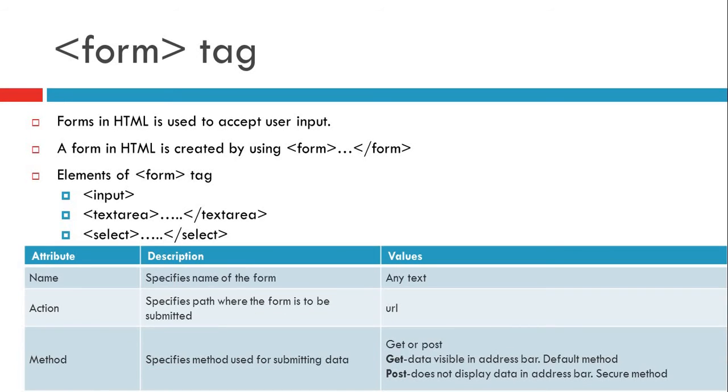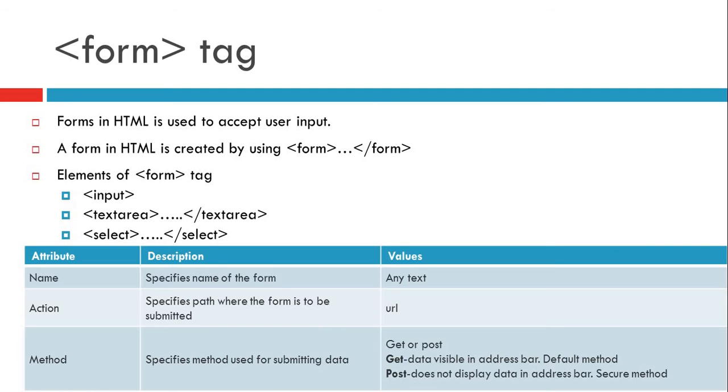Form tag has three attributes. The first one is name. Name attribute takes value as any text. It is going to specify the name of the form. In short, this will indicate to the browser that this form has a particular name.